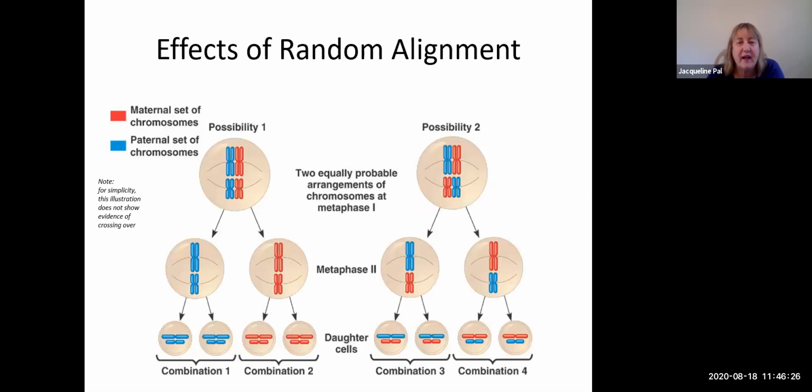So the effects of random alignment, if we just take that without showing evidence of the crossing over, possibility 1: if we only had 2 sets of chromosomes and all the dads are on one side, all the moms are on the other side, when they divided down the middle, when you were in meiosis 2, you would end up with 1 cell that had all of dad's genetic material and 1 that had all of mom's genetic material. So in your final 4 cells, half would be just dad stuff and half would be just mom stuff.